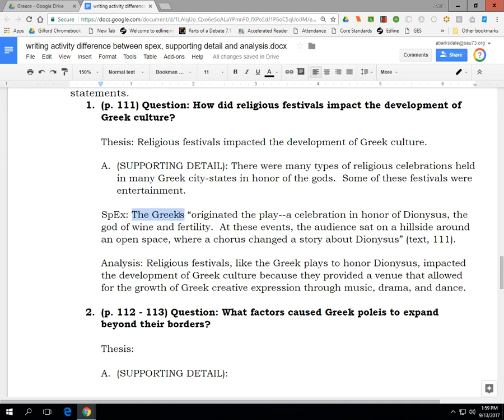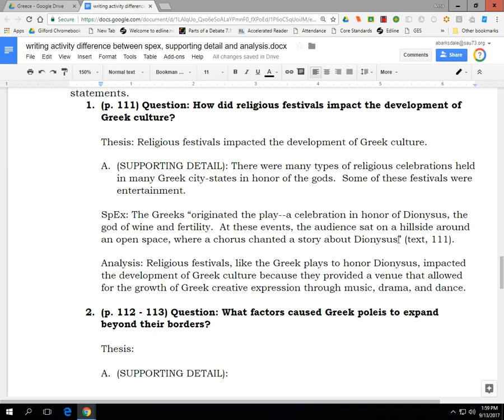You should never start a sentence with quotation marks in writing. You should always embed it, meaning you have to put a couple words before it before you can drop the quote in. And then the remainder of it, I took the quote from the book. It says, originated the play, a celebration in honor of Dionysus, the god of wine and fertility. At these events, the audience sat on a hillside around an open space where a chorus chanted a story about Dionysus. I put the wrong words in, so I'll change that quickly.